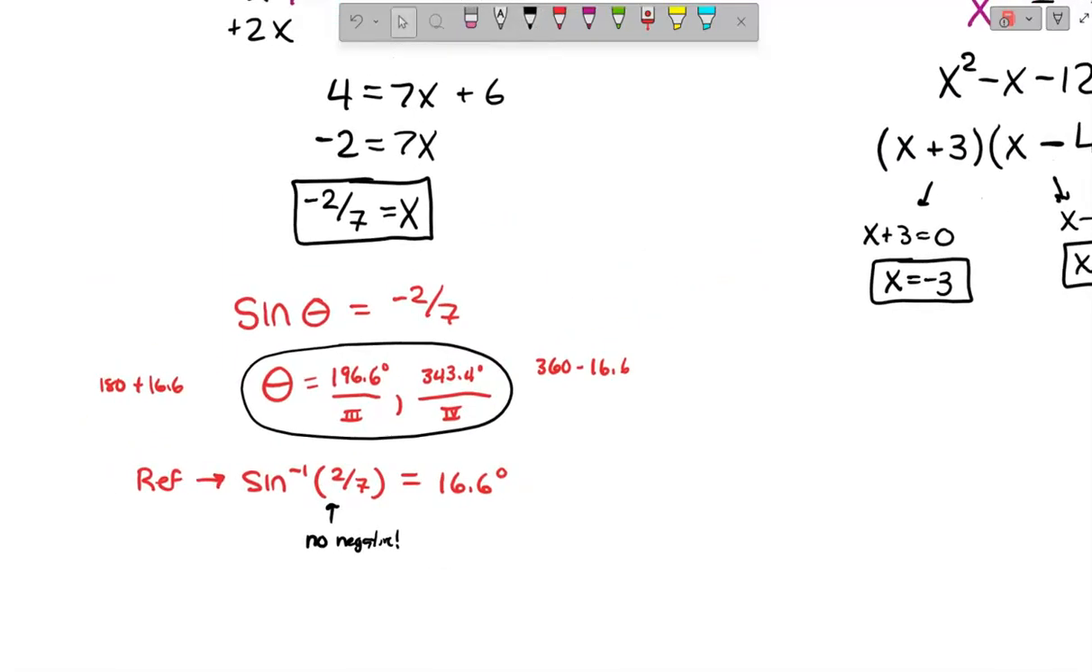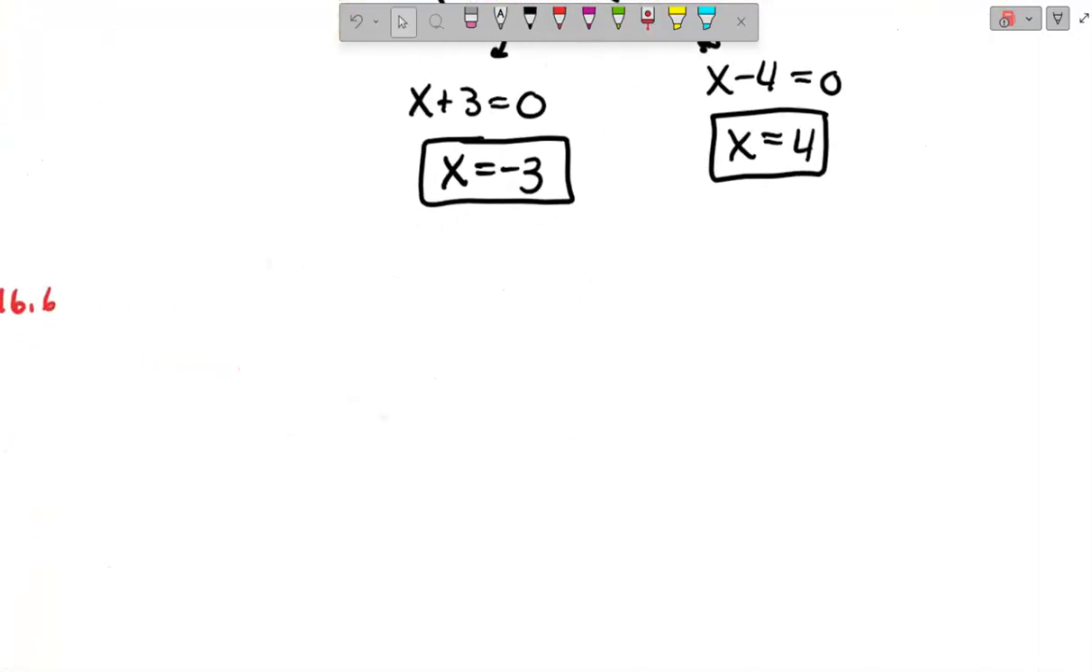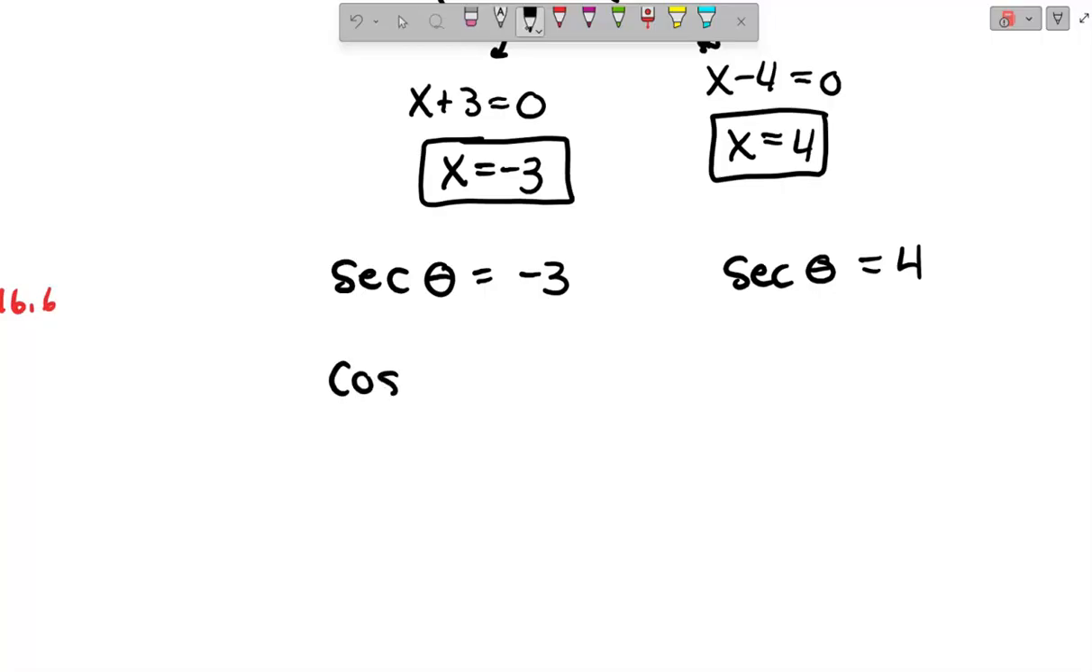All right, and let's go ahead. I'm going fast, so if you need to rewind and listen to something again, go ahead. All right, in this problem, x was not really x, it was actually secant. Now I want you to see that we actually have two separate equations that we have to solve here. Secant theta equals negative 3 and secant theta equals 4. I am going to use the reciprocal property of equations to rewrite this in terms of cosine, because the reciprocal of secant is cosine, and the reciprocal of negative 3 is negative 1/3.